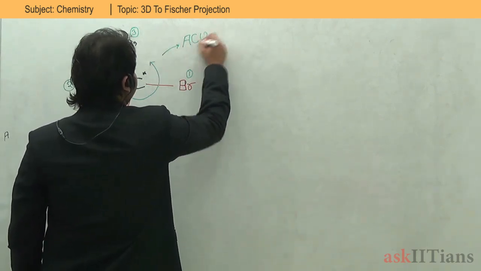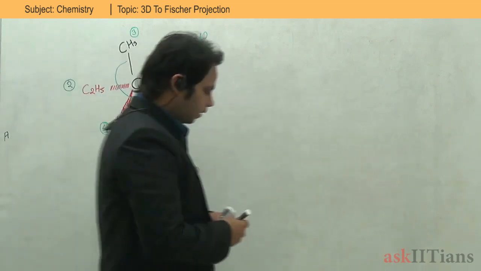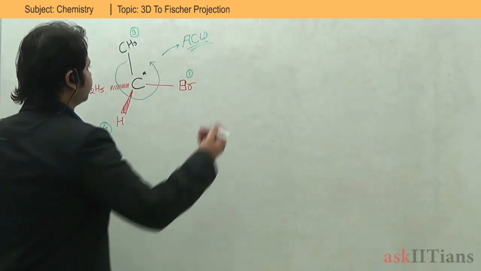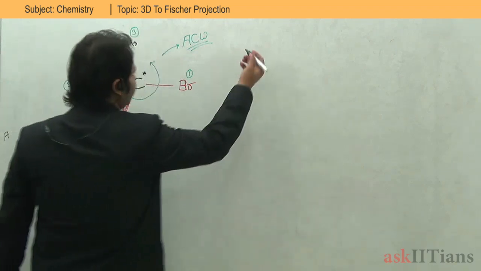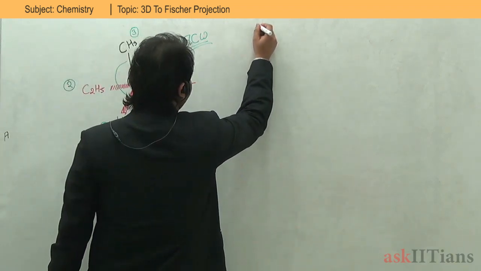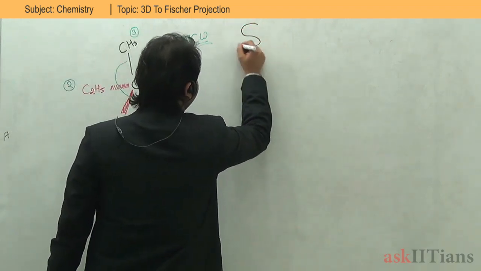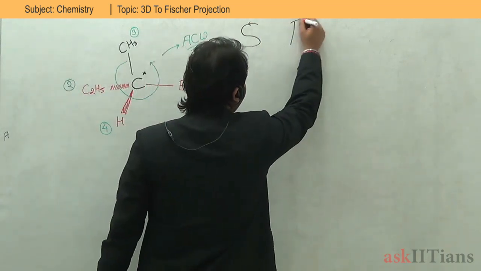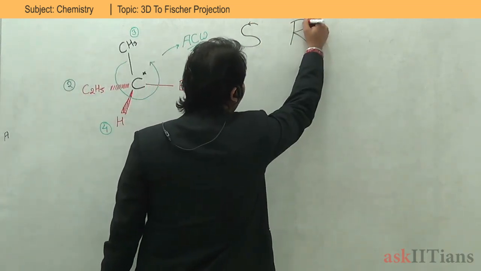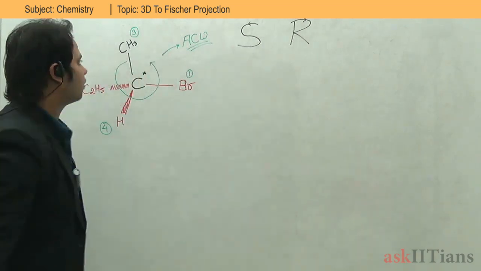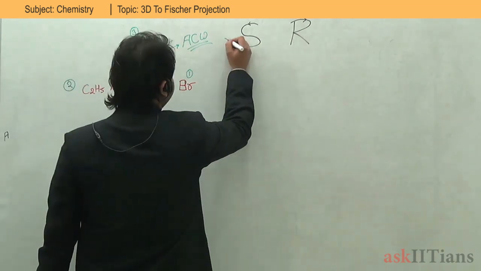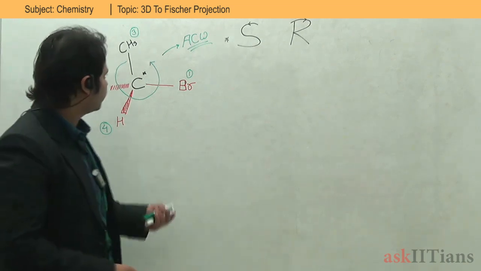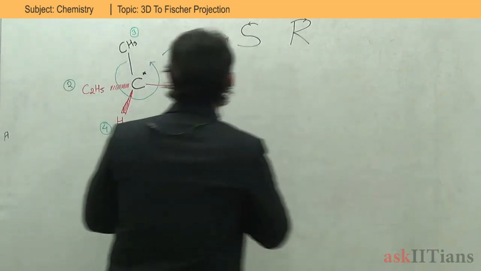Which optical isomer shows ACW, that is anti-clockwise rotation? S moves in the anti-clockwise direction, so this is for anti-clockwise, and R, if you draw the shape of R, that is for clockwise. So obviously this is my S configuration. Now you know this is the S configuration.